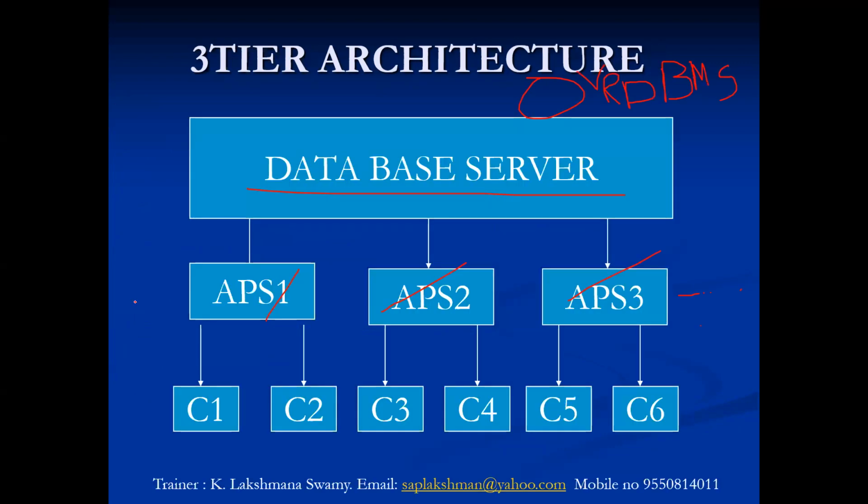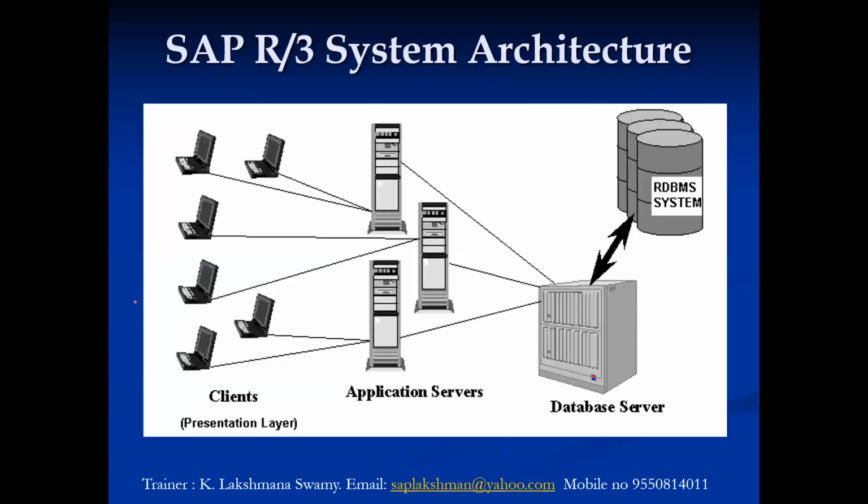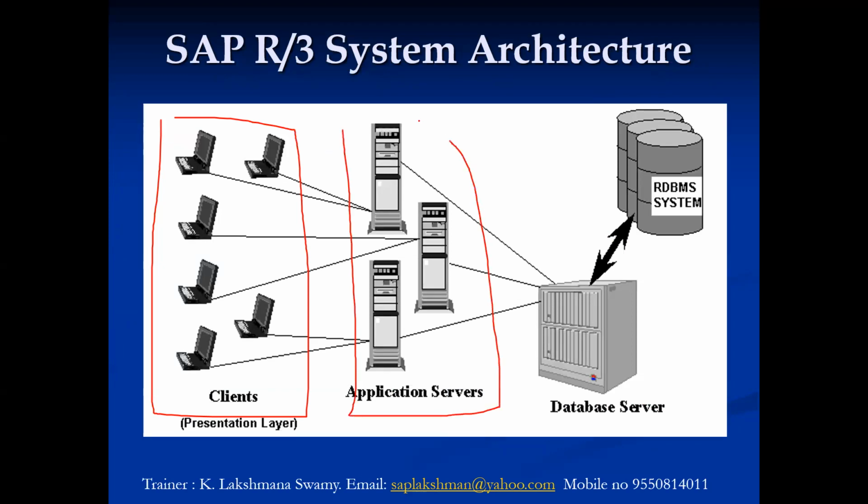This three-tier architecture I have presented in a more refined manner. These are all the laptops or desktops used by the employees, right? And all these client systems are connected to some number of application servers. And all the application servers are connected to the database server. And this database server is managed on RDBMS tools, RDBMS systems, right? This is the three-tier architecture.